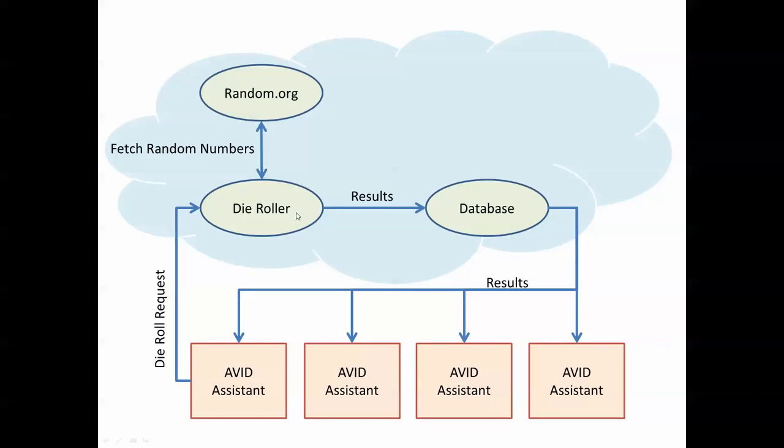And then the die roller gets those random numbers. It gets the die roll request. It goes OK, combines two together, and puts the results into the remote database. And then the results are distributed to all the different Avid assistants that are part of the same game. So none of the actual resolution of a die roll is done in any of the Avid assistants. It's all done remotely in the cloud, so the odds of somebody cheating are greatly reduced.